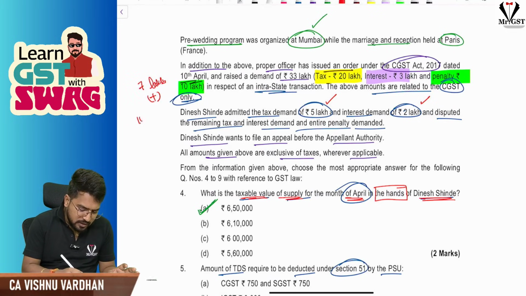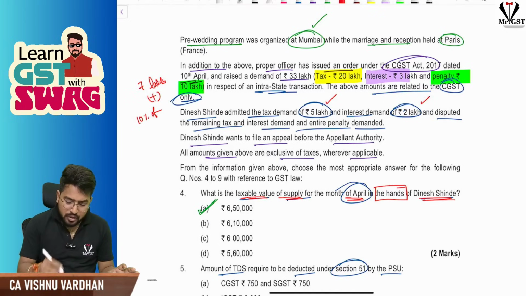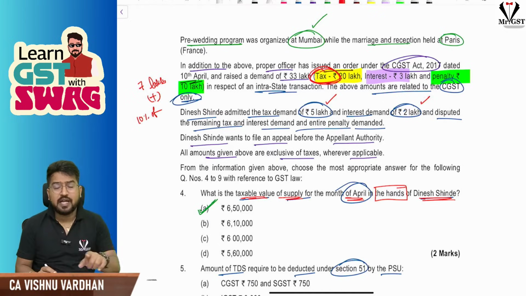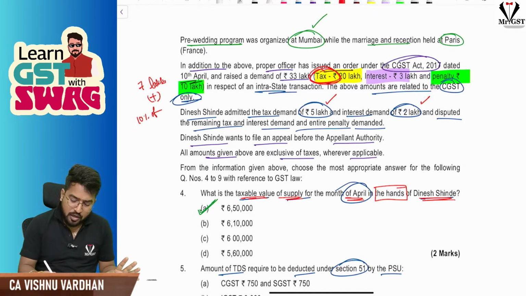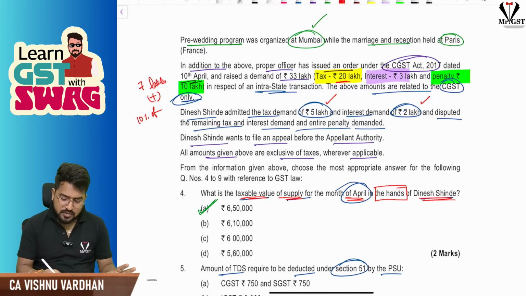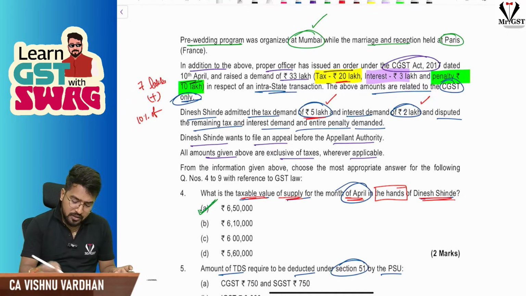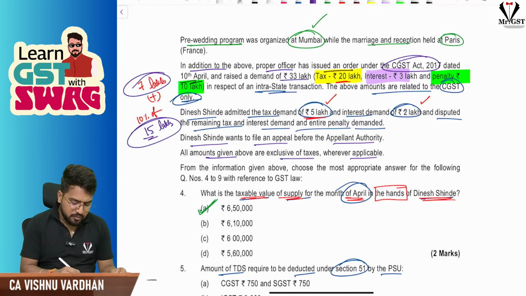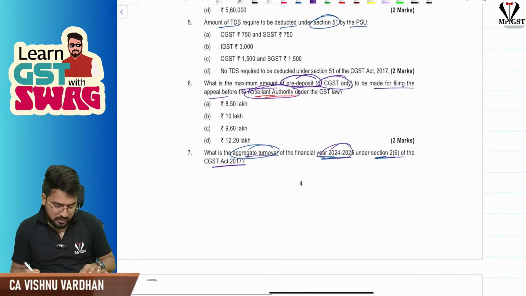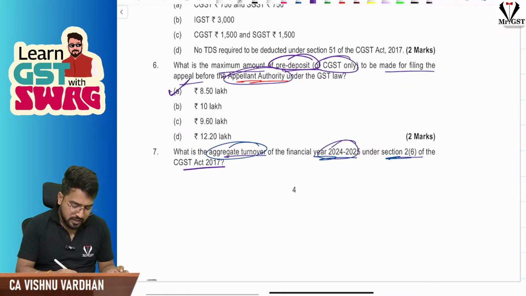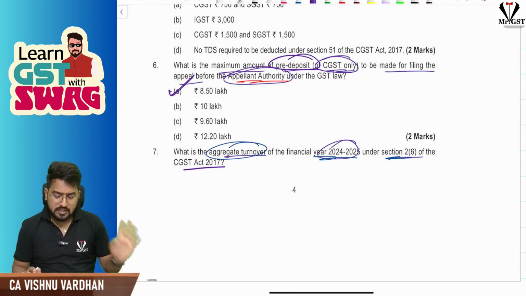Plus 10% of, the important thing is 10% of only disputed tax, not interest, penalty, all these things. Out of 20 lakhs, sir, this fellow has disputed only 15 lakhs. That means 5 lakhs he has paid and is disputing only 15 lakhs. 10% of 15 lakhs. That means 1.5 lakhs. So 7 lakh plus 1.5 lakh will be 8.5 lakh. So the answer is 8.5 lakh here. And I repeat, here they are asking only the pre-deposit with CGST.